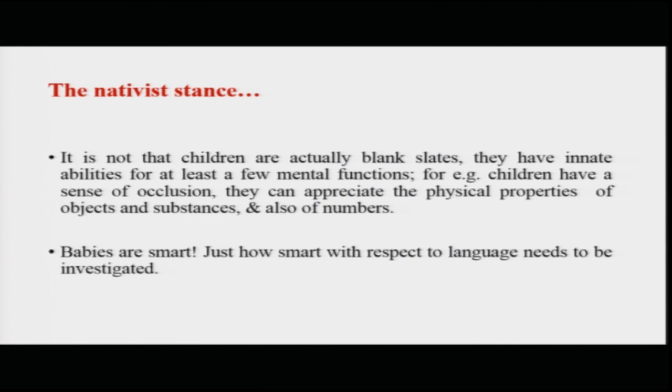So, examples could be, if you hide some objects, they'll probably look for them. They have a sense of appreciating the physical properties of objects. They can recognize particular objects. They also have a sense of quantity. They can probably distinguish between something that is very few in quantity versus something that's too much in quantity. So some of these things they do have, okay? But whether they do have a lot with respect to language is something that we have to see.